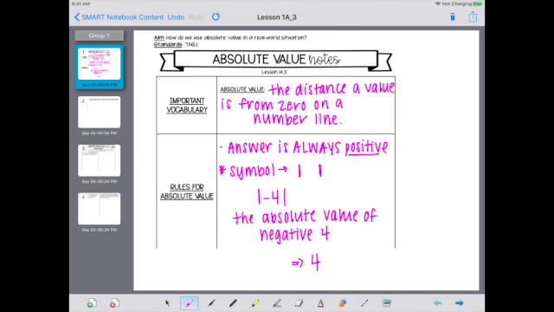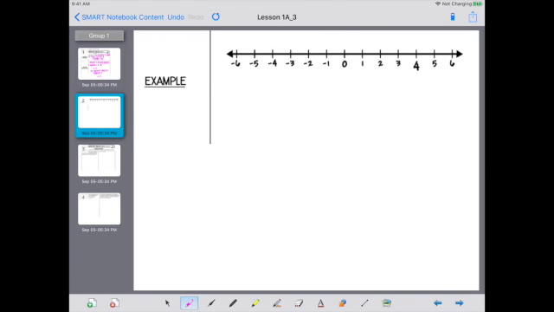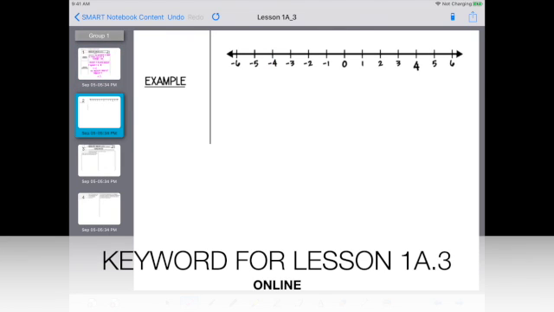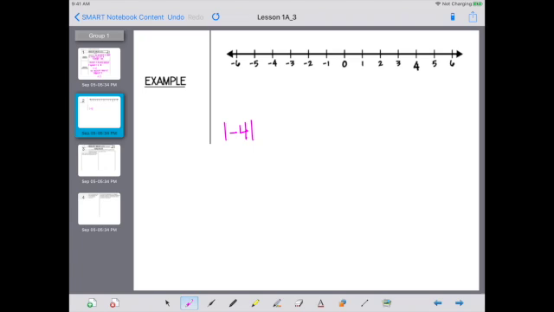Okay, so let's move on. We always associate absolute value with a number line. So using the example I had before, the absolute value of -4, if I plot -4 on the number line here, again, going back to the definition of absolute value, it's a distance that value is away from 0. So you'd say 1, 2, 3, 4. -4 is 4 units away from 0.